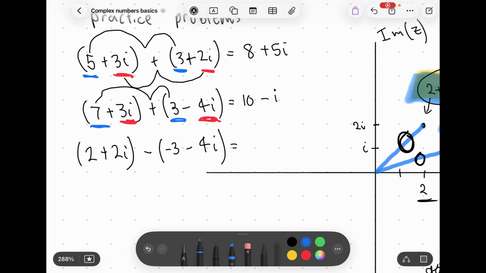And next question. So we're going to add up our reals. So we're going to have 2 minus minus 3, because we have 2 minus signs there. So that's going to be plus 3. So we're going to have 2 plus 3, or 5. And then we're going to have 2 minus minus 4. So that's going to be 2 plus 4, or 6. So then we have 5 plus 6i.